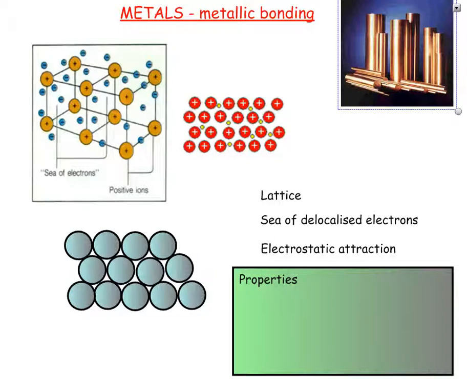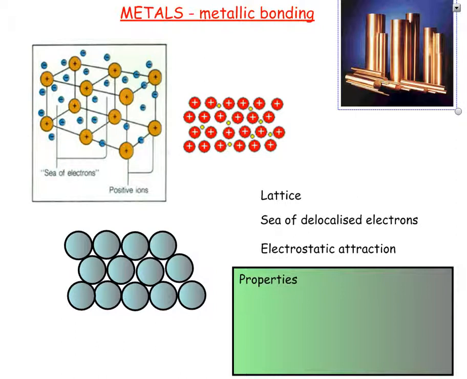Okay, and on to metals. So if you think of ionic bonding, that was a metal and a non-metal. Then we had covalent bonding, which we could see in simple molecular compounds and giant covalent ones, and they share electrons, and that's two non-metals together. And this one is very special.